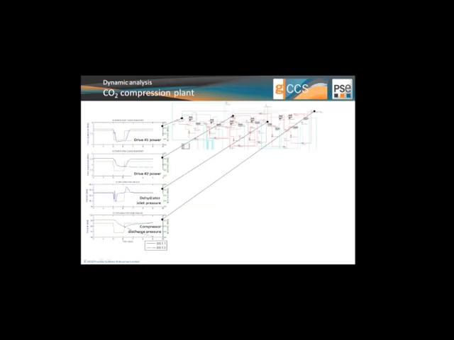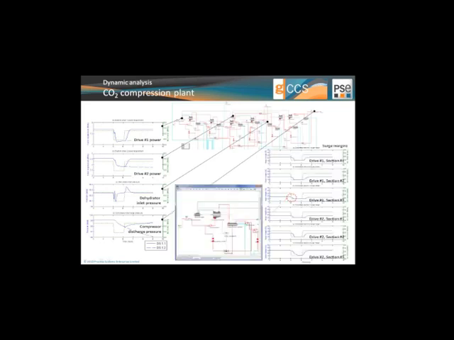Moving on to the compression plant, you can see here the different power requirements for the two drives, and we can see that there's a propagation of disturbance in terms of the inlet pressure to the dehydrator. And interestingly, obviously, that disturbance is not propagated that well to the compressor discharge pressure.